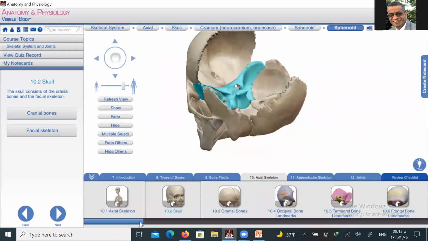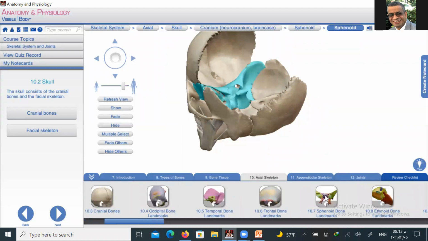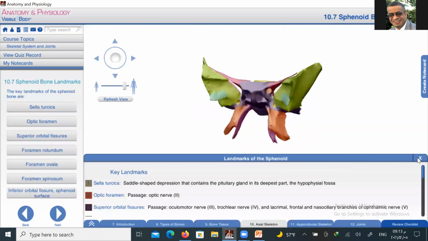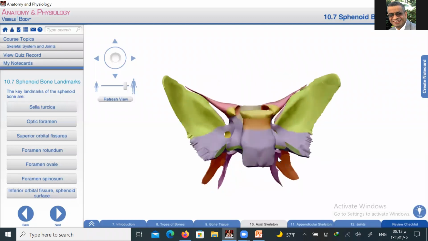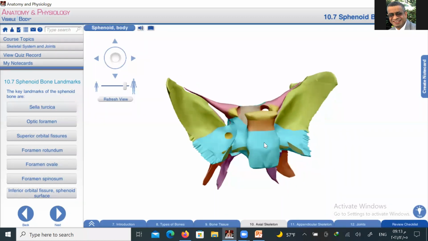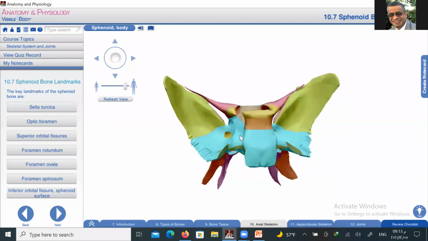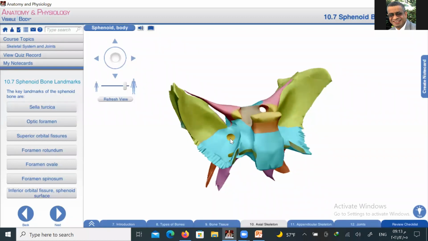Let's see an image of the sphenoid bone separately. This is the sphenoid body. Note there is an error in labeling the sphenoid body in this program. This is the sphenoid body. The normal limit of the sphenoid body is just in that area. And the foramina, and these foramina are part of the greater wing, not the sphenoid body.